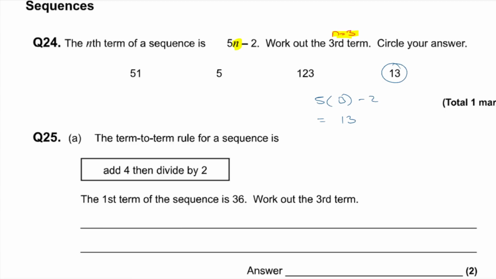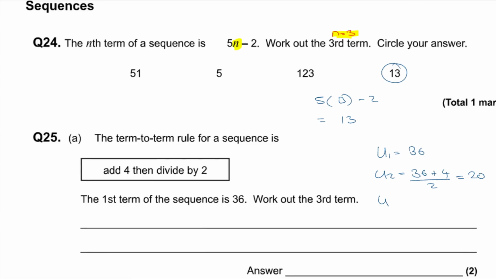25a says the term-to-term rule for a sequence is add 4, then divide by 2. The first term of the sequence is 36. Work out the third term. Okay, so u1, the first term, we know is 36. And then u2, the next term, is going to be the first term, 36. We're going to add 4, and then we're going to divide everything by 2. Okay? So what's 36 plus 4? That's 40. And 40 divided by 2, that's 20.